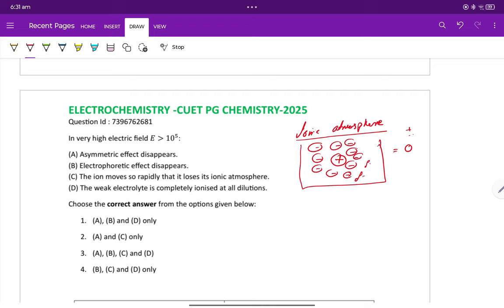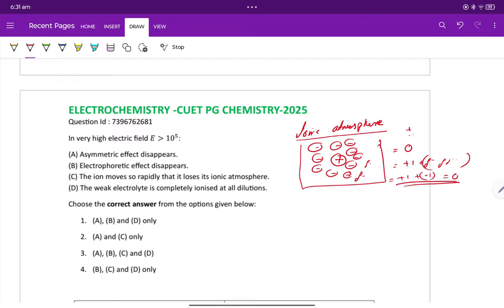Then only it will add. So it will be equal to plus 1 plus minus delta minus, all those delta minus will add to minus charge. So this will be equal to plus 1, and all those minus charges will be added up, so that will be equal to 0. That is the theory of ionic atmosphere.